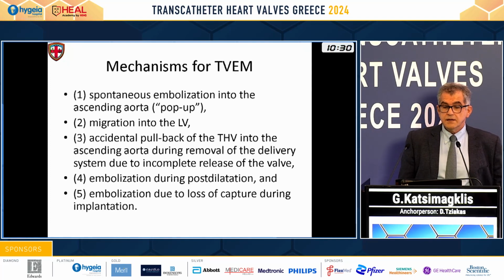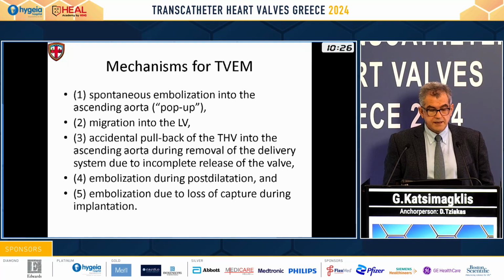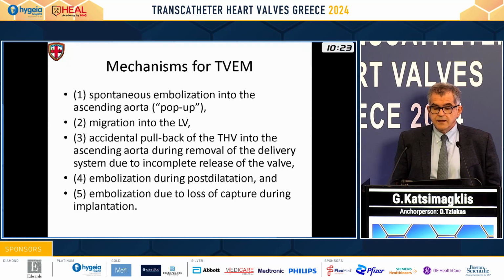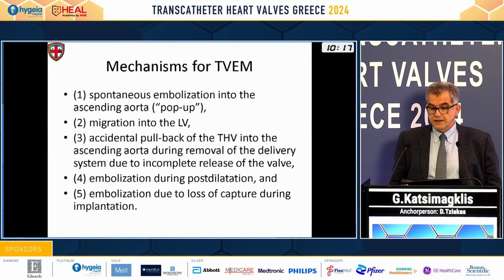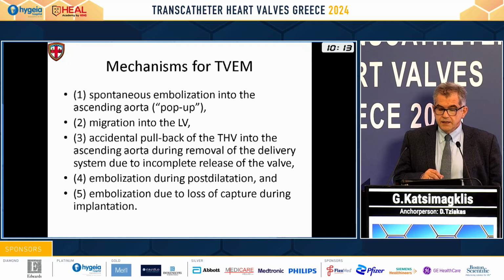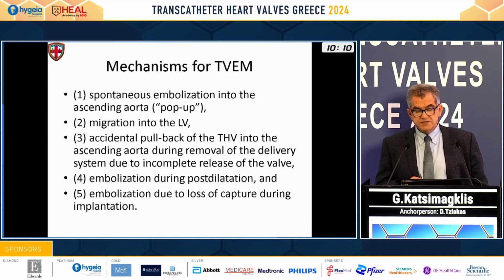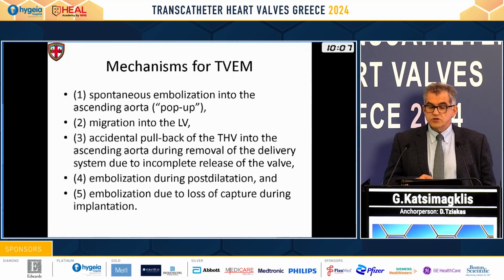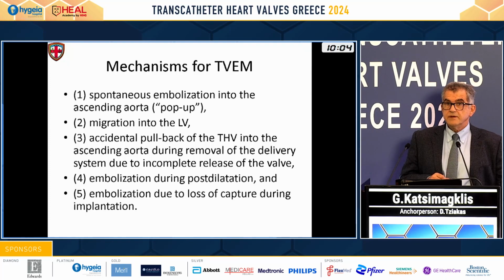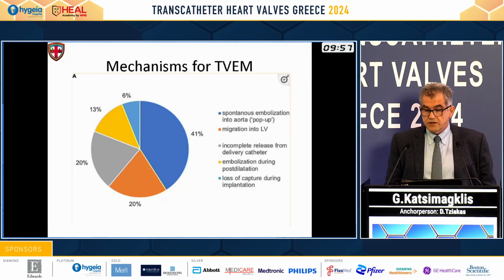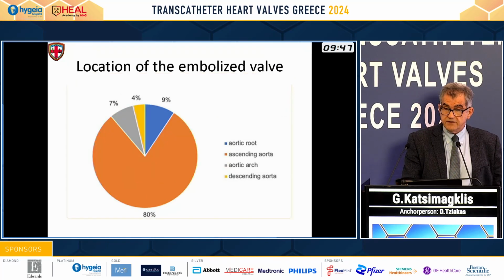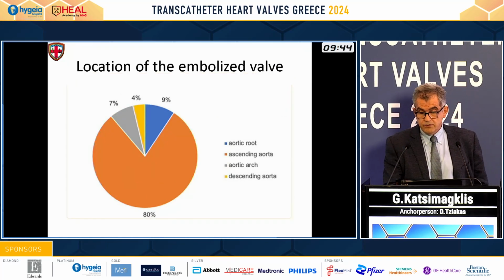The mechanisms are spontaneous embolization into the ascending aorta, migration into the left ventricle, accidental pullback of the TAVI valve into the ascending aorta during removal of the delivery system due to incomplete release of the valve, embolization during post-dilatation, and embolization due to loss of the capsule during the fast pacing period. The majority of the embolized valves were in the aorta, 41%, and for this 41%, the majority was in the aortic root.